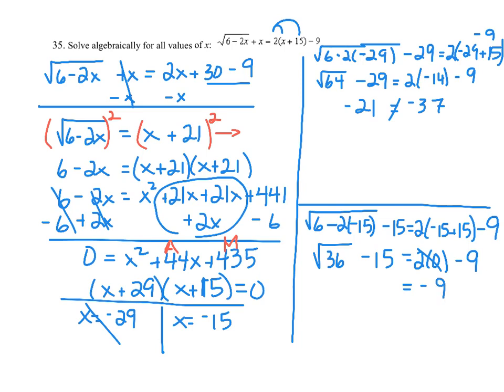And on the left, I've got 6 minus 15. And 6 minus 15 is negative 9. So that one does work. So then my only solution would be negative 15.